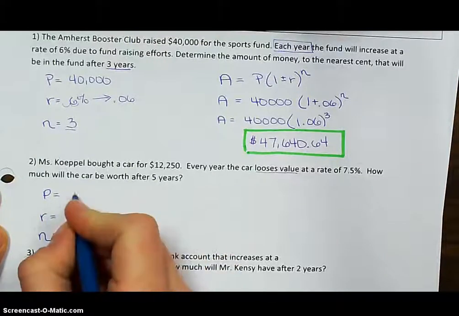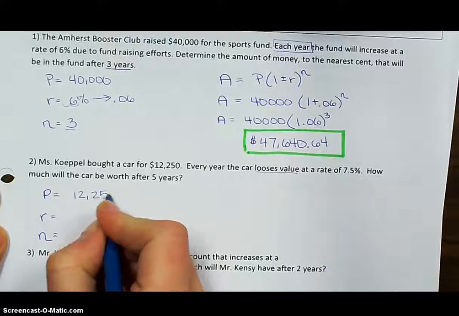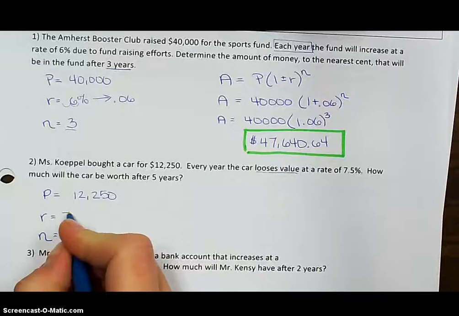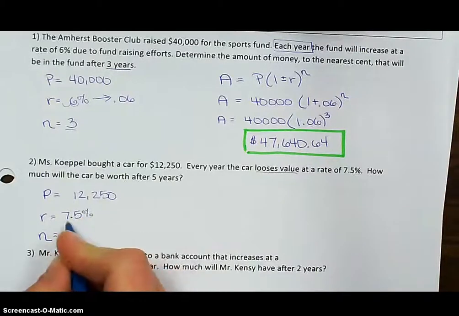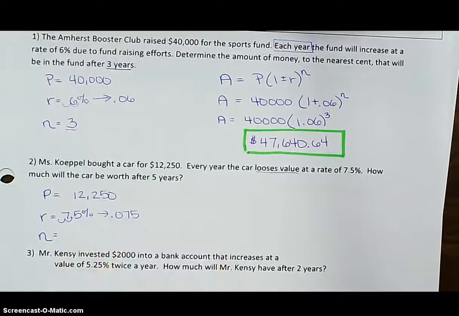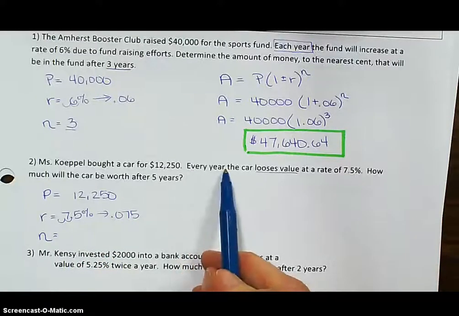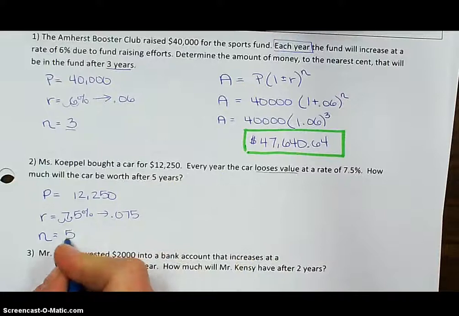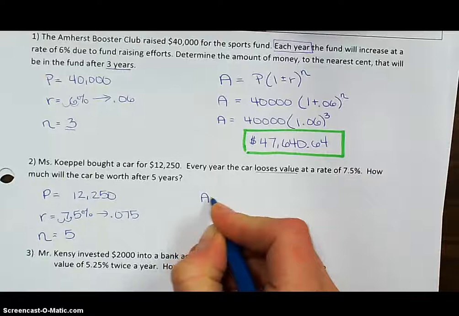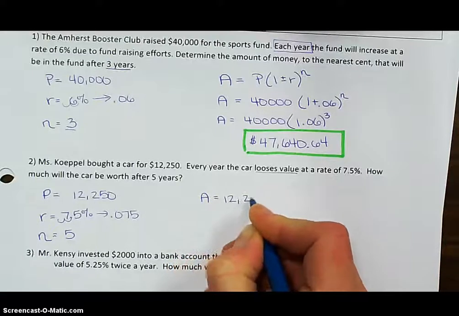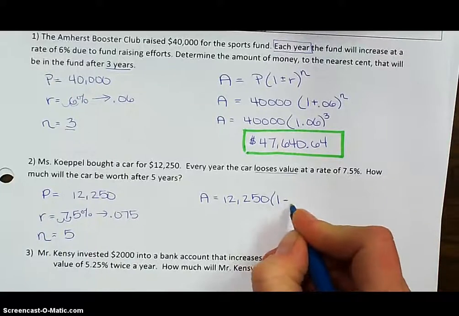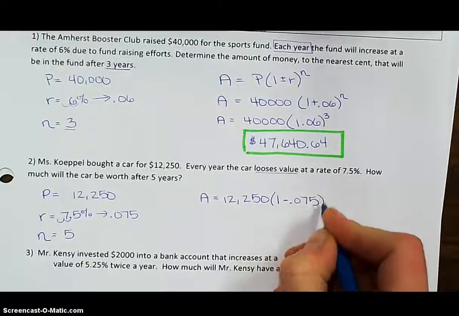So my principal amount, the amount that we're starting with, is $12,250. Every year, the car loses value at a rate of 7.5%. Now that's a percent, and now I have to move it over twice, so this becomes a rate of 0.075. And then it happens every year, and we're going for 5 years, so my N is going to be 5. So let's go ahead and plug it into our formula. So your amount at the end is equal to $12,250. This time we're losing value, so it's minus 0.075, all raised to the 5th power.